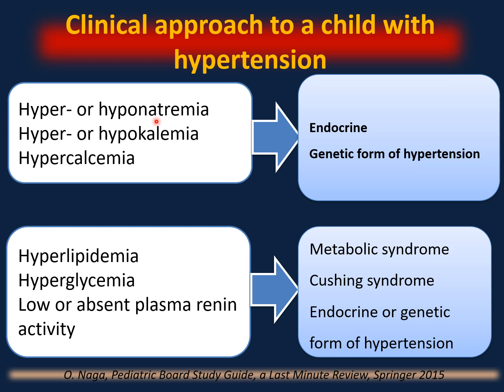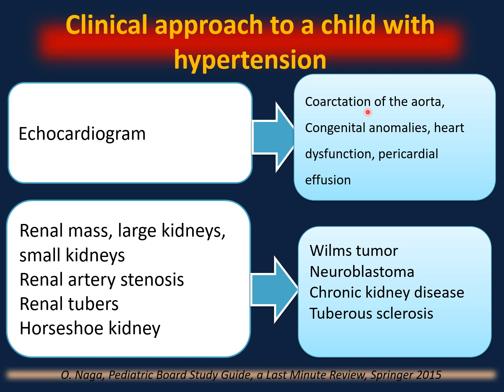Hyper or hyponatremia, hyper or hypokalemia, hypercalcemia, think about endocrine causes or genetic form of hypertension. Hyperlipidemia, hyperglycemia, low or absent plasma renin activity, think about metabolic syndrome, Cushing syndrome, endocrine or genetic form of hypertension. Echocardiogram can show coarctation of aorta, congenital anomalies in the heart, dysfunction, pericardial effusion.